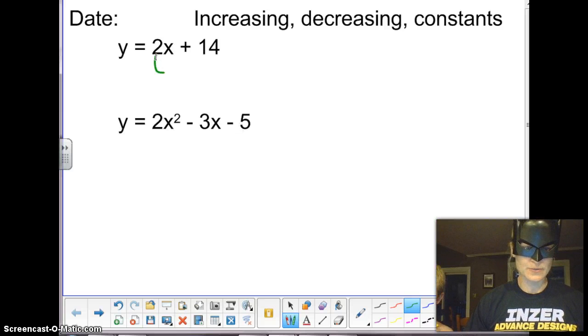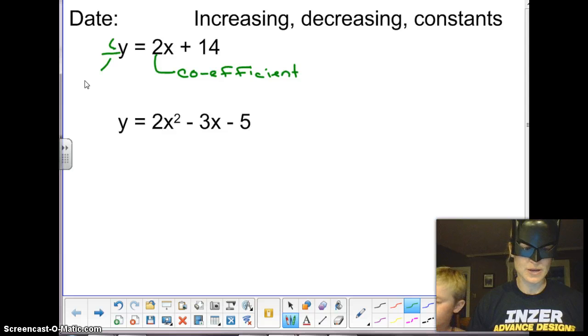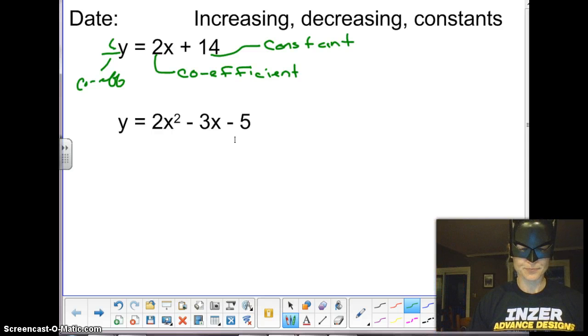Basically, the number that's in front of a variable is called your coefficient. So here, x has a coefficient of 2. This actually has a coefficient in front of y, but we don't see it. There's always a 1 there. So the coefficient of y is 1. And when you have a number all by itself with no variable, that's called your constant. Okay? So constant, coefficient, coefficient.